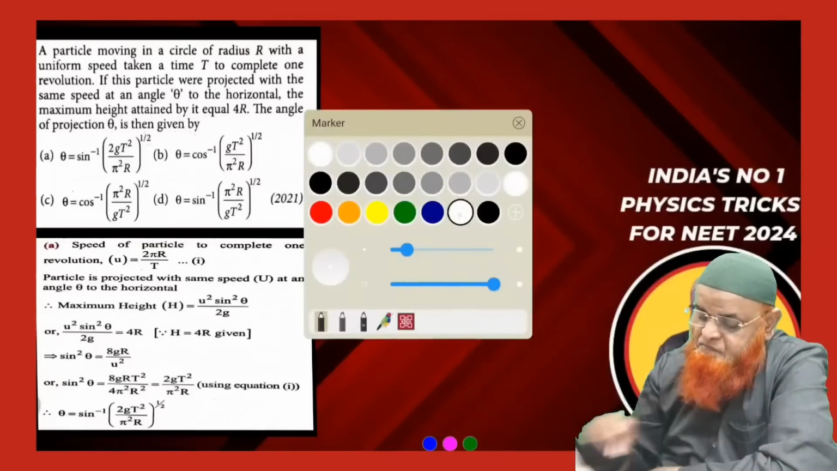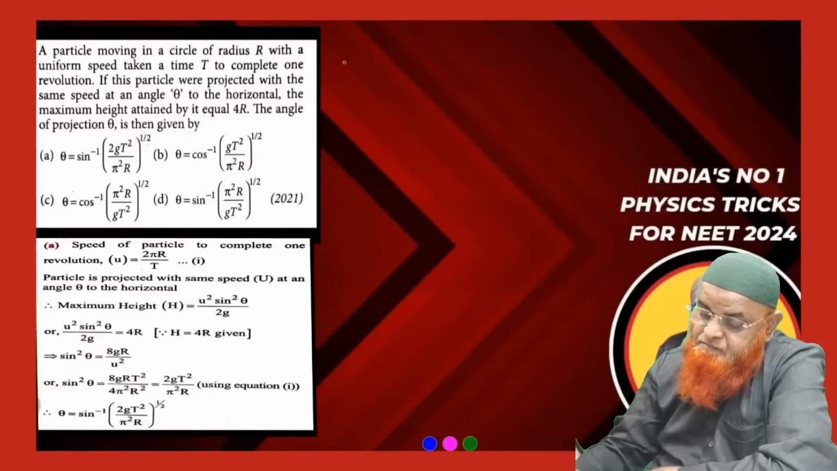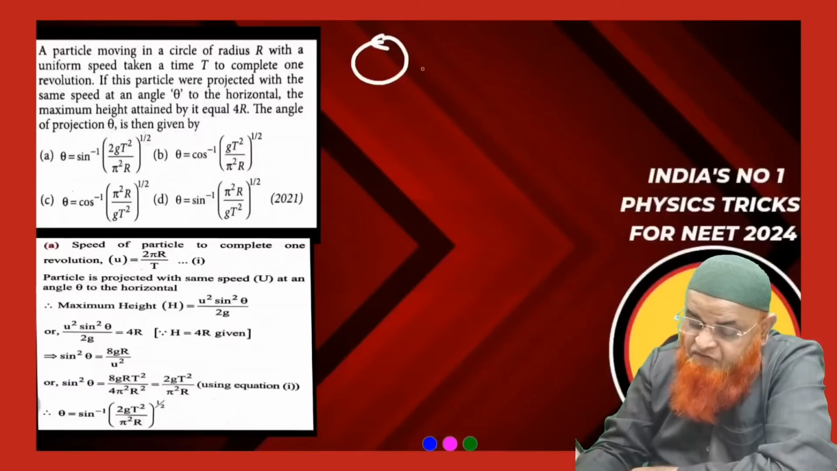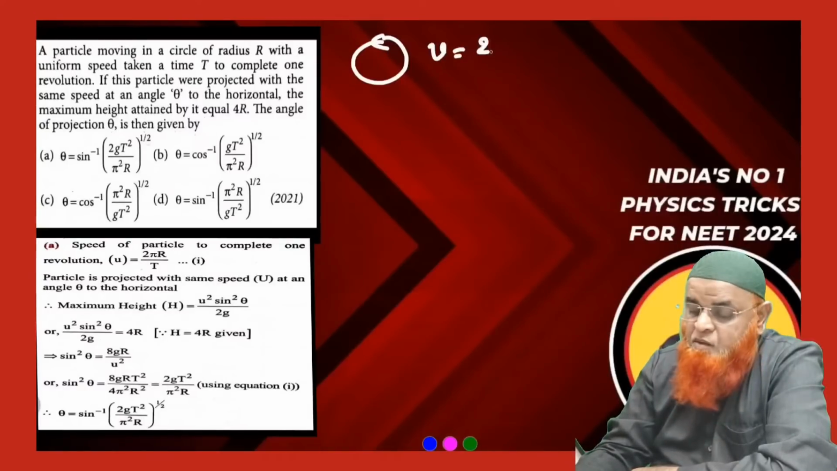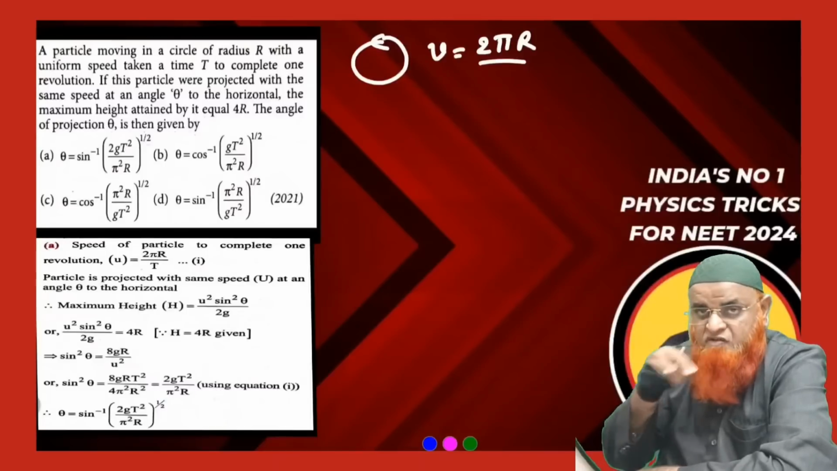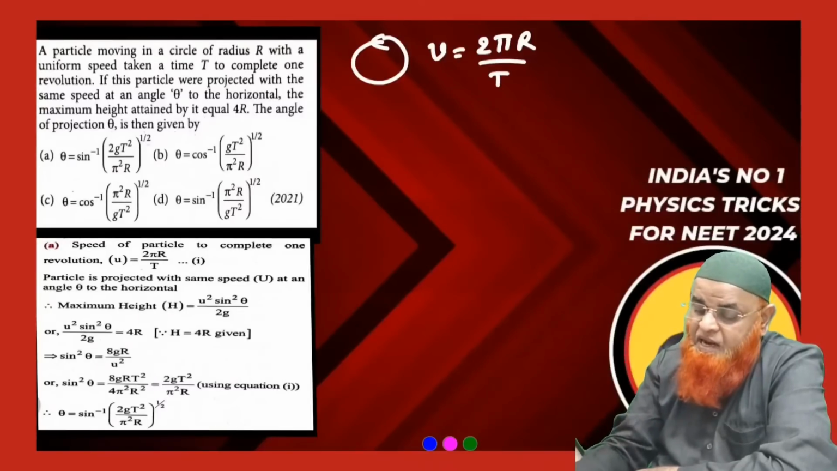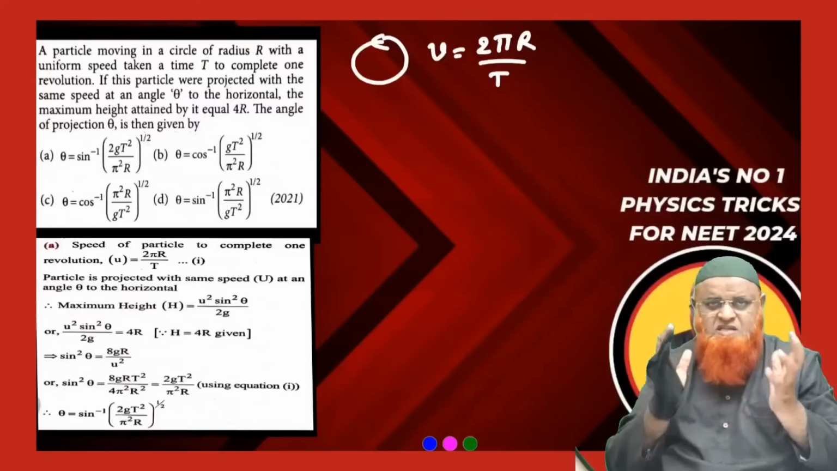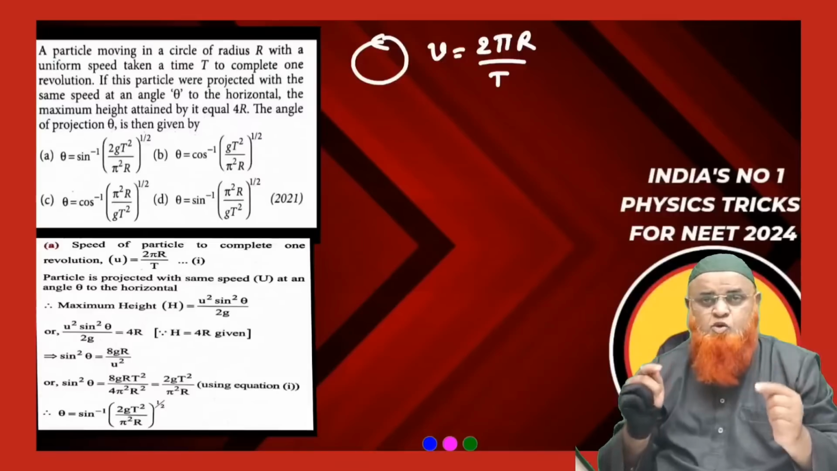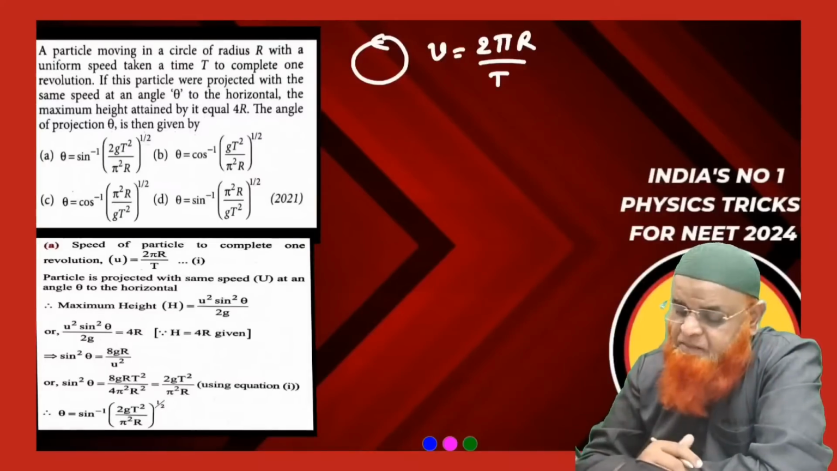What is that? So you all know that if any body is going in a circular path, what is the speed? Speed is given as 2 pi r, circumference, which is taken as distance, and time period is taken as time here. So velocity is distance by time. Instead of that, I am taking 2 pi r by t. That's it. That's a small difference I am doing.